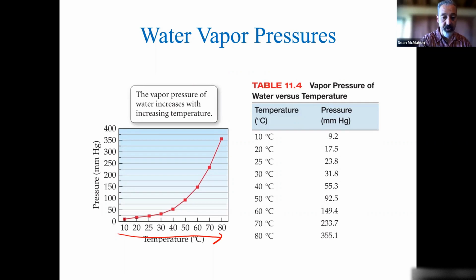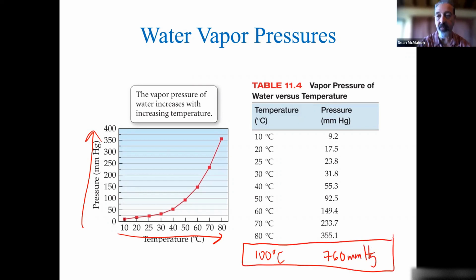Well, as temperature increases, so does vapor pressure. We can see it directly here, and it's actually exponential. And what we'll notice at 100 degrees Celsius, you'll see a vapor pressure of 760 millimeters of mercury, because that's the normal boiling point. So at 100 degrees Celsius, the water can escape anywhere in the liquid because it has enough kinetic energy to do that. That's why that's referred to as boiling.